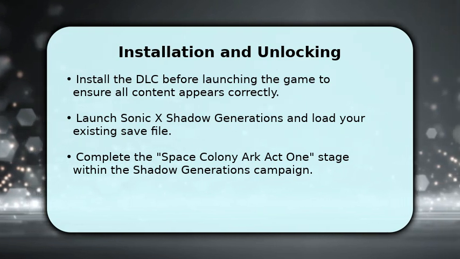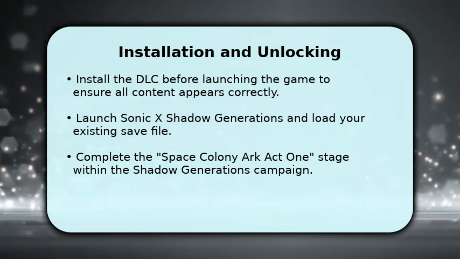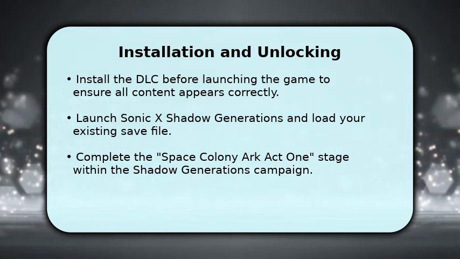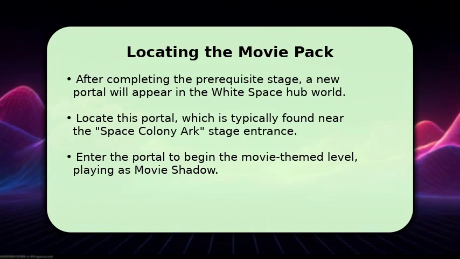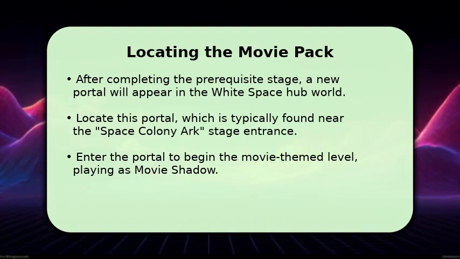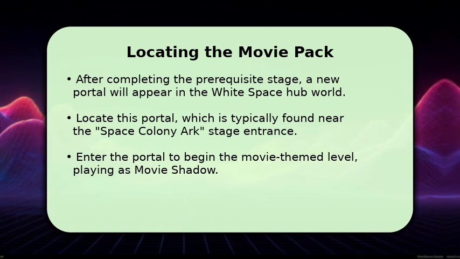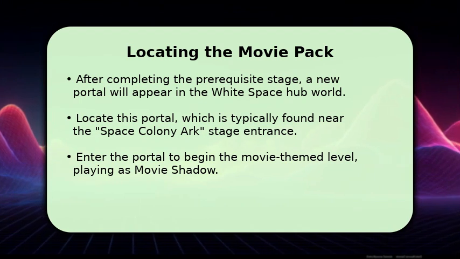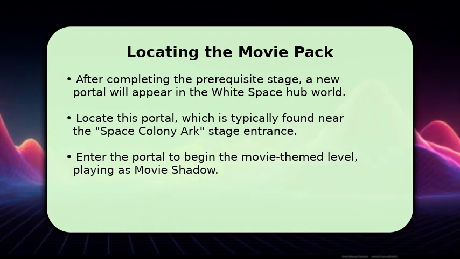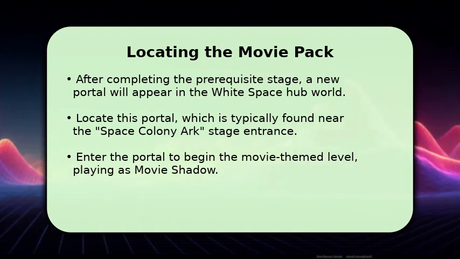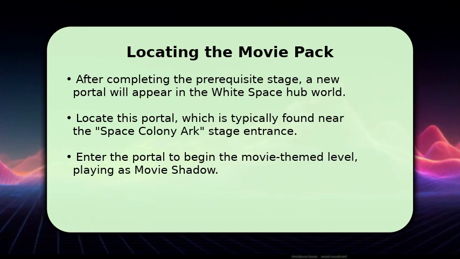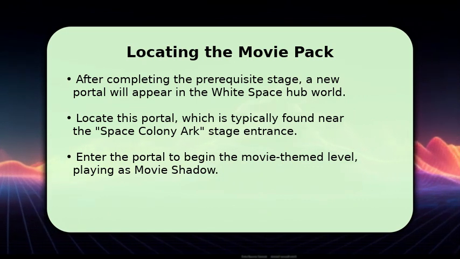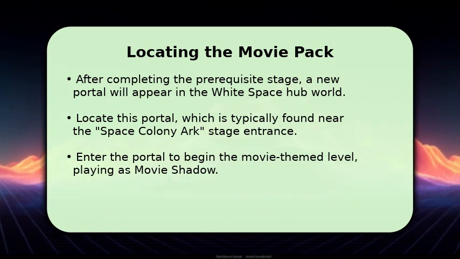To unlock the movie content, you must first complete the Space Colony Arc Act 1 stage in Shadow's campaign. Upon finishing Space Colony Arc Act 1, a notification will appear, indicating that a new portal has opened in the White Space Hub world. Navigate to this hub, and you will find the portal situated close to the entrance of the Space Colony Arc stage. Step through this portal to instantly jump into the exciting movie-themed level, where you play as Movie Shadow.